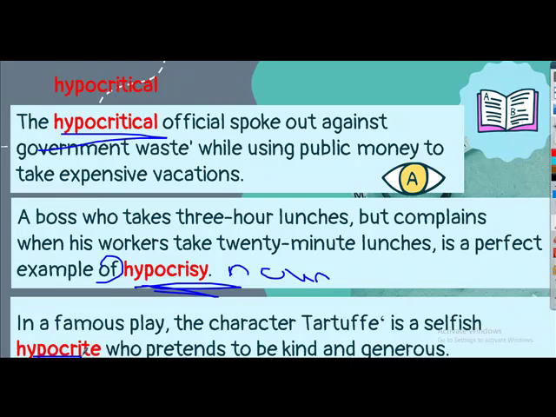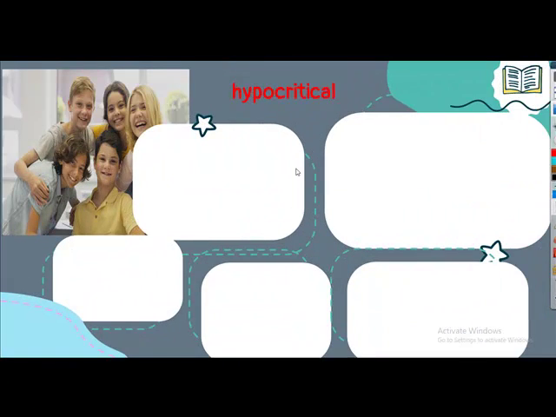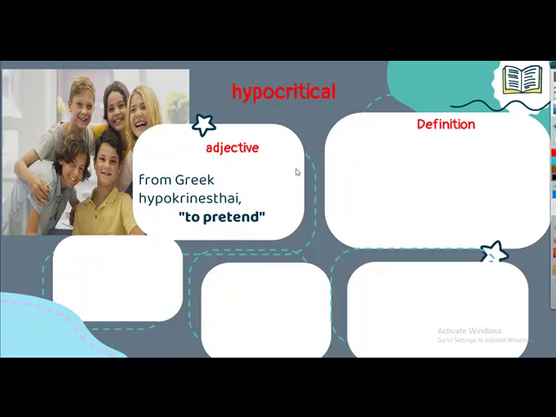Hypocrite here, that's a noun, referring to the person himself who has the quality of being a liar. I guess that's not a good quality. Hypocritical here, that's an adjective. It means to pretend, giving a false appearance. Saying one thing but doing another.